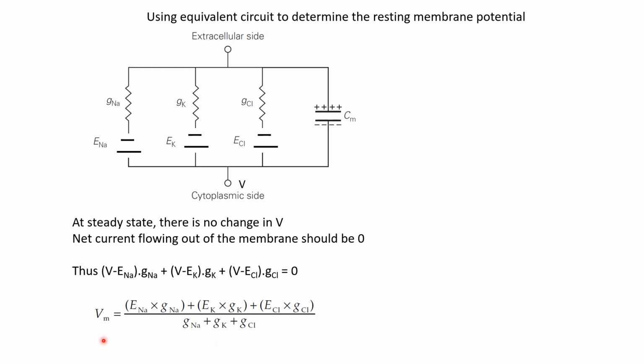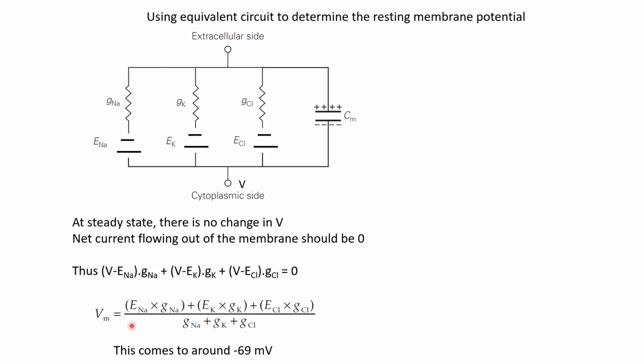If the membrane potential is equal to this value, then at that point the net current flowing out through the membrane becomes zero. So this will be the resting membrane potential for this neuron if these are the three channels that are controlling the membrane potential. And if we plug in the values for the squid axon, then we get values around minus 69 millivolts, something between minus 65 and minus 70 in most neurons.